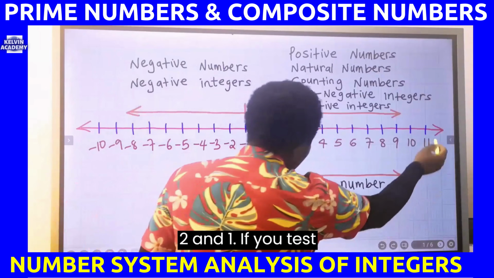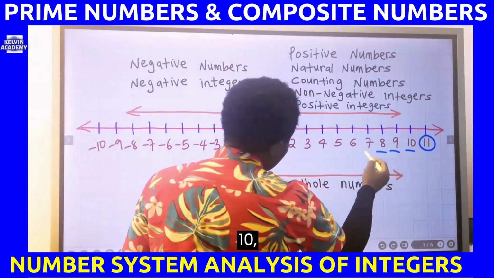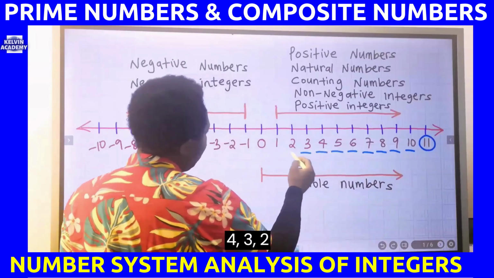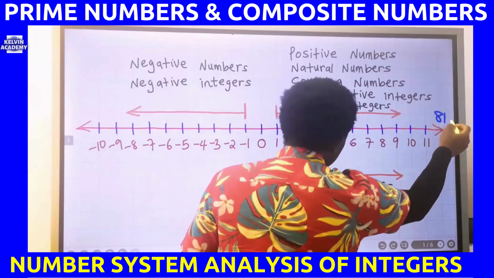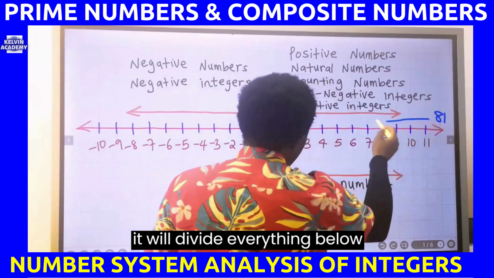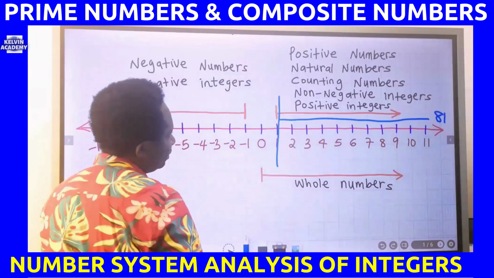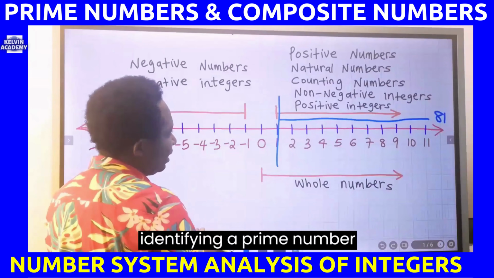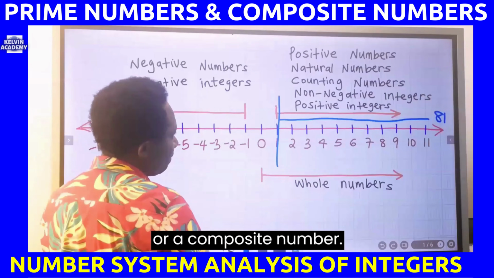If you test 11, it will divide 10, 9, 8, 7, 6, 5, 4, 3, 2, and 1. If you test for 81, it will divide everything below it up till 1. This is the characteristics of identifying a prime number or a composite number.